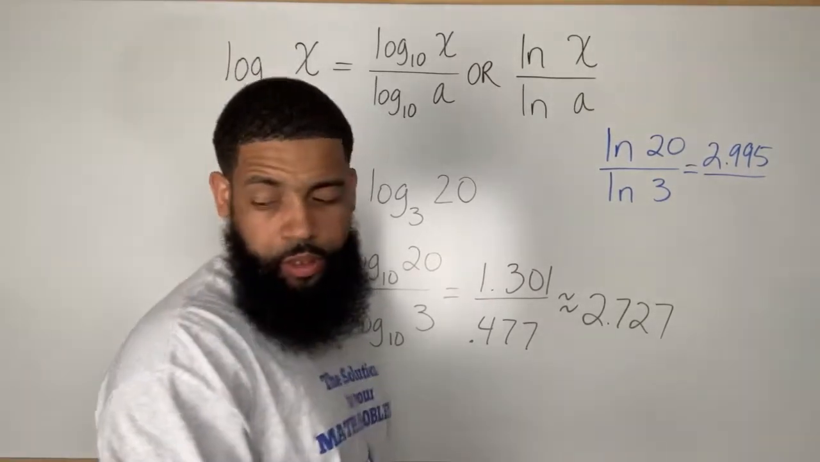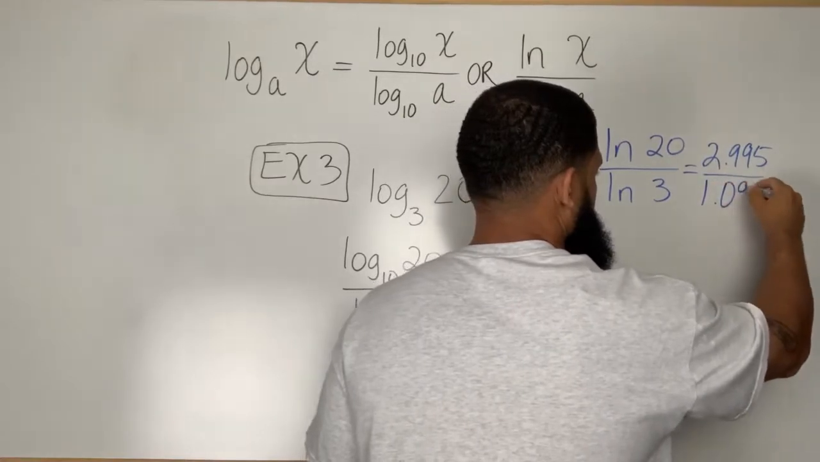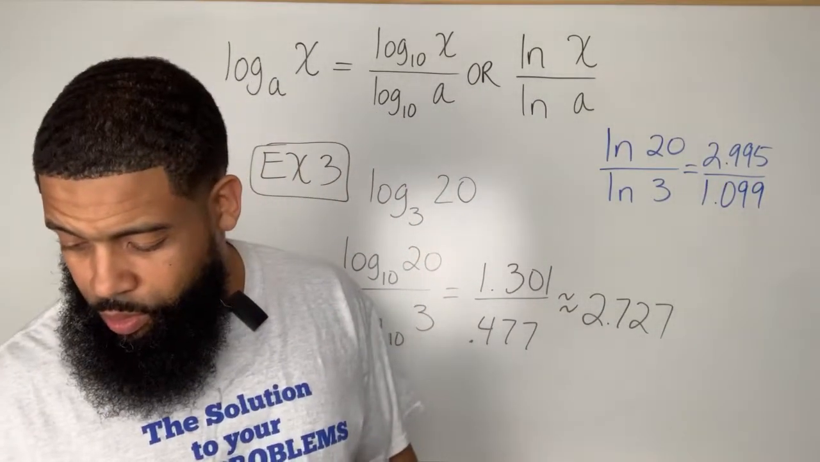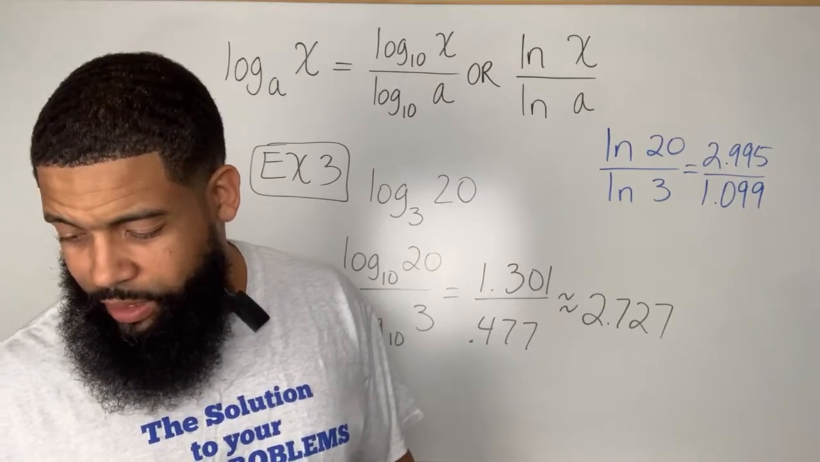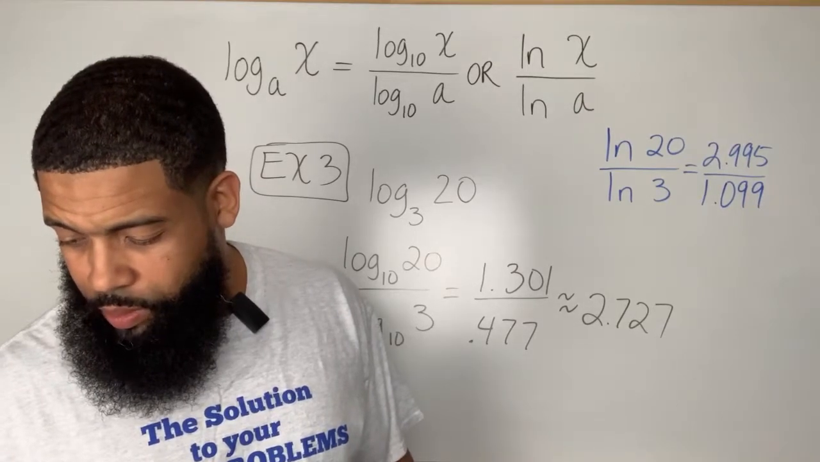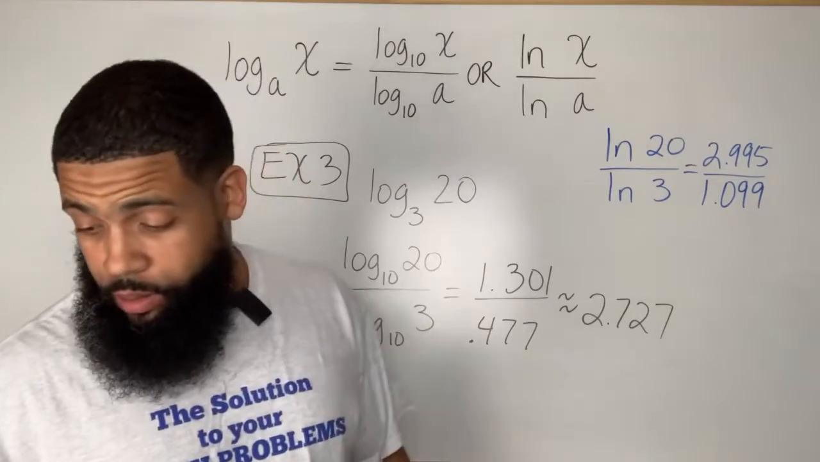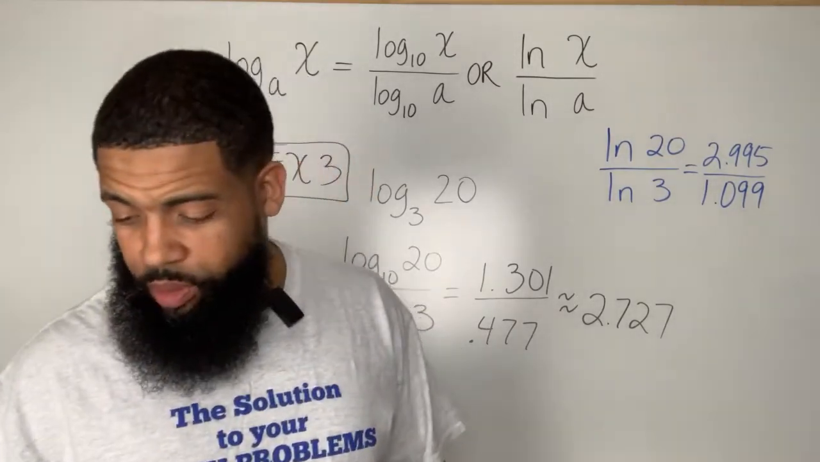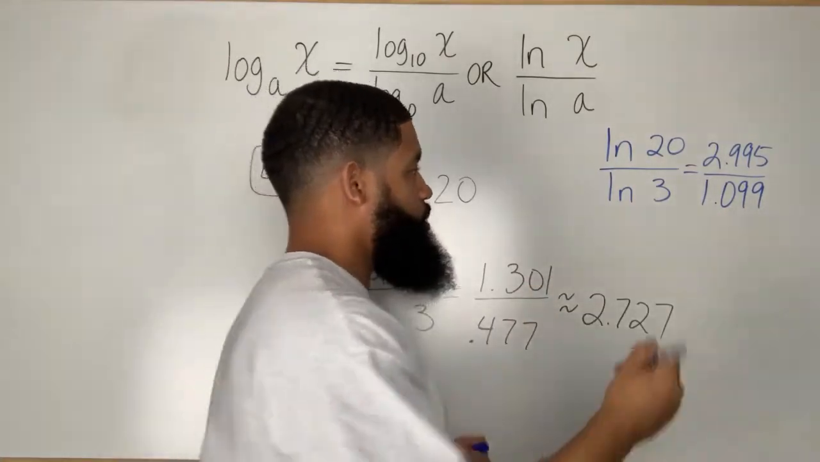is 1.099, rounded off to 9. All right, so if I divide those, 2.995, or 996 if we round it, divided by 1.099, I'll get 2.726, which will round up a little bit depending on what numbers you get. So the approximation is very similar.